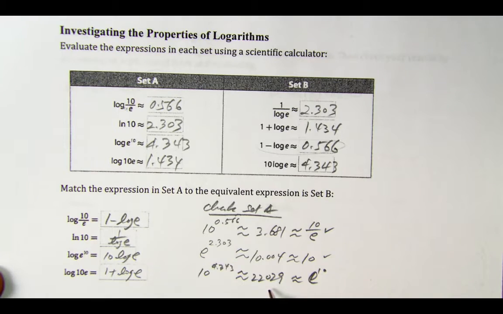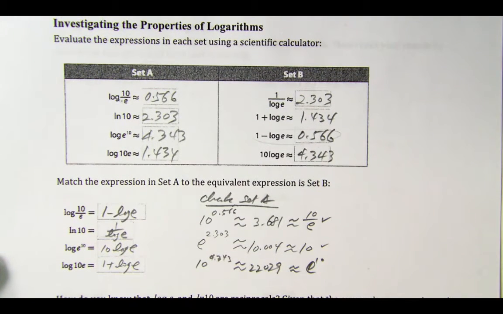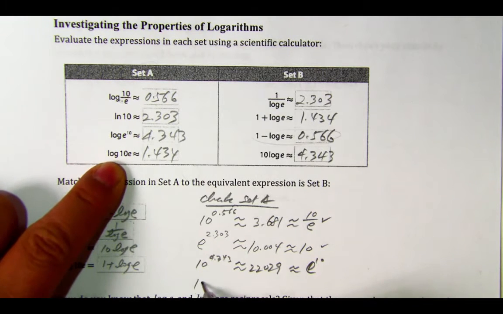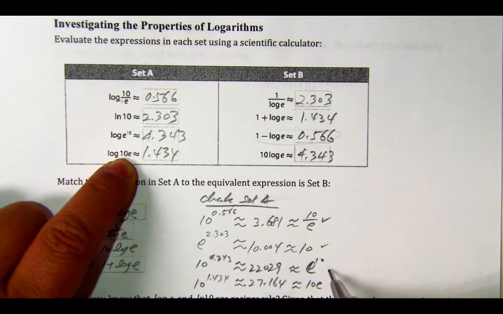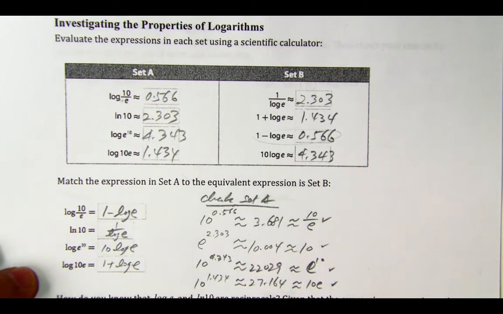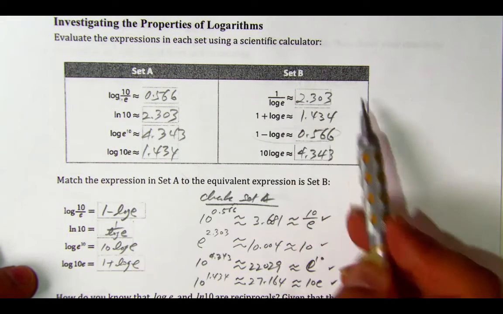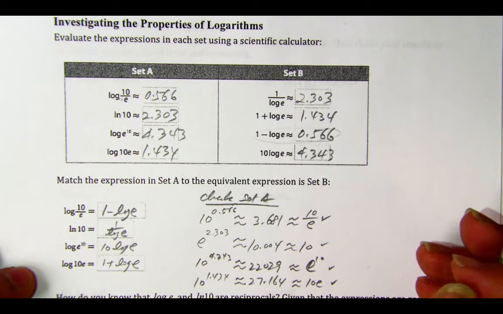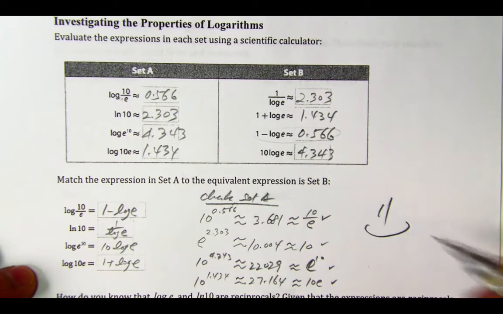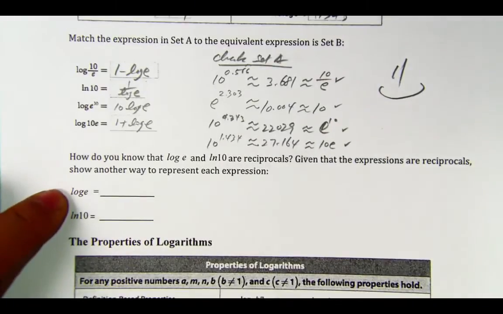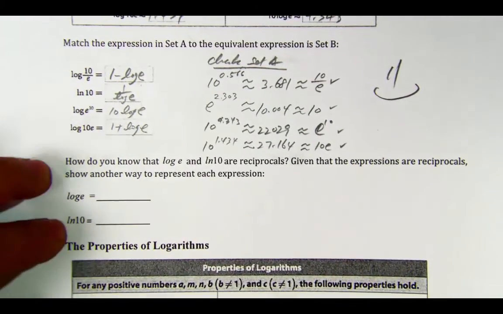Because we have so many decimal values here, there's no need for you to go to the decimal. This last one is base 10, so that's 10 to the 1.434. That was approximately 27.164, and that definitely was about 10e. So check. Check. I don't think it's necessary to check set B, but this is good. So big smiley face. We'll be addressing this question in class. So that's for discussion in class.